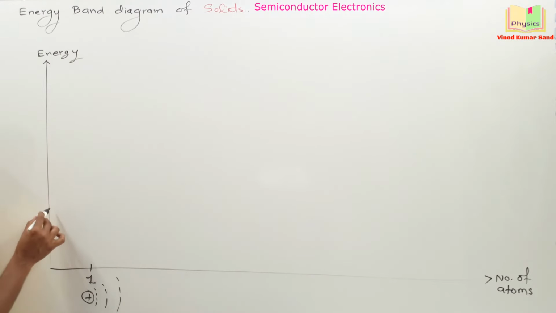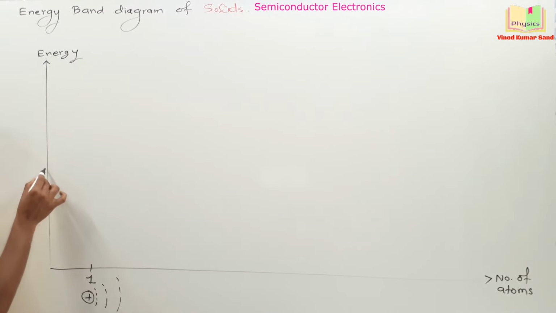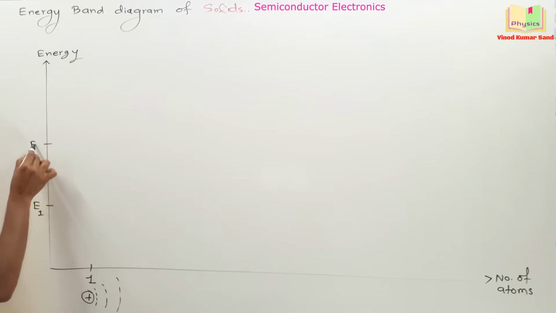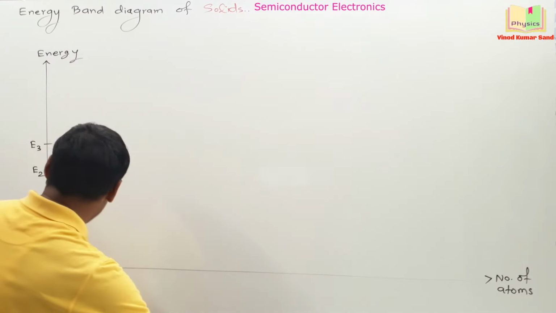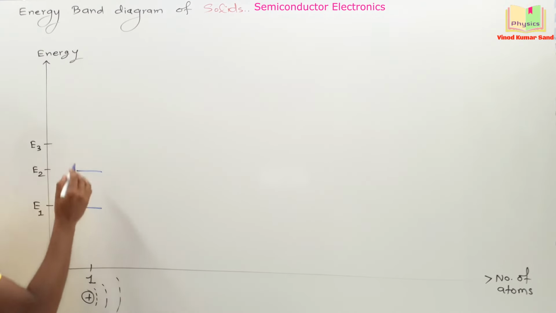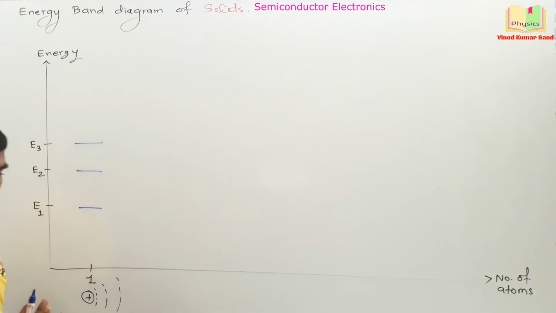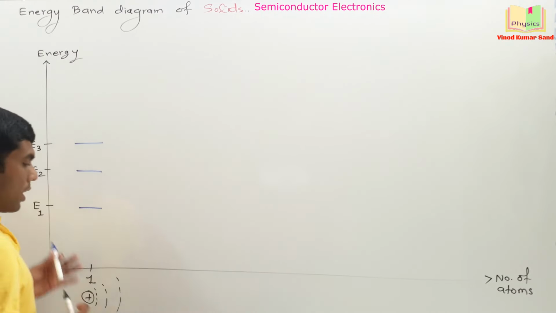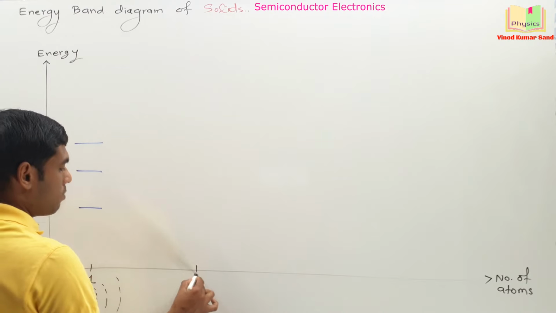So the energy of the first orbit, let's say we indicate here as E1. The energy of the second orbit we indicate here as E2, and the energy of the third orbit we indicate here as E3. For E1 there will be a discrete energy level, as well as for E2 and as well as for E3 there will be discrete energy levels.